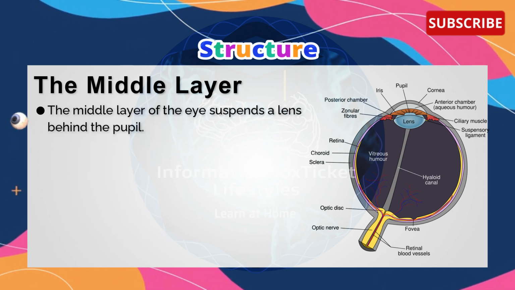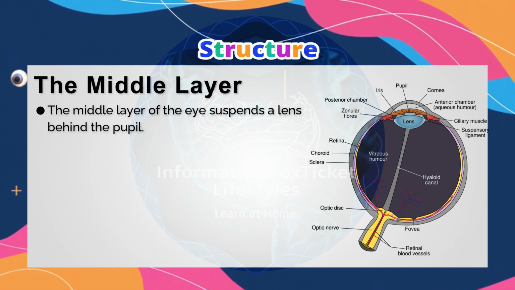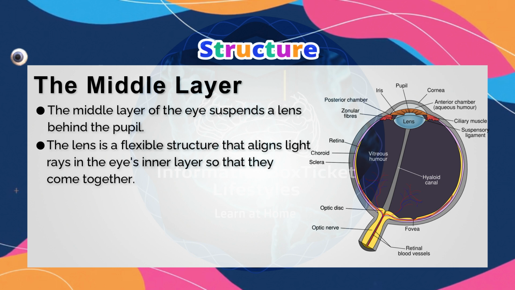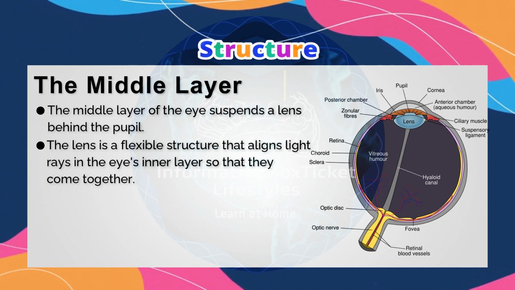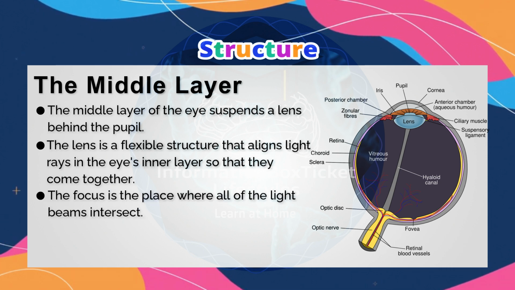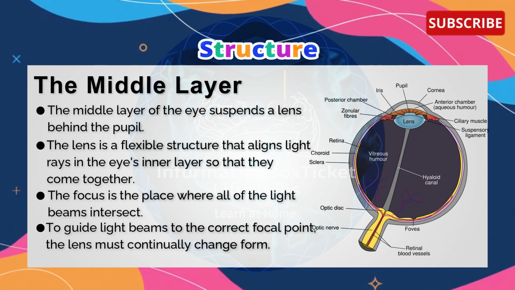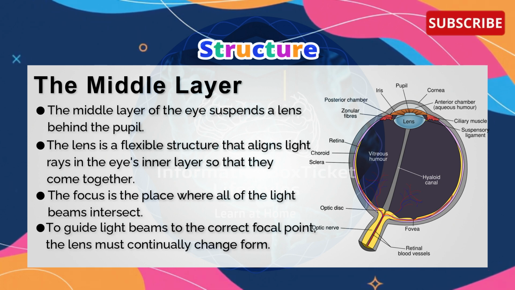The middle layer of the eye suspends a lens behind the pupil. The lens is a flexible structure that aligns light rays in the eye's inner layer so that they can come together. The focus is the place where all of the light beams intersect. To guide light beams to the correct focal point, the lens must continually change form.